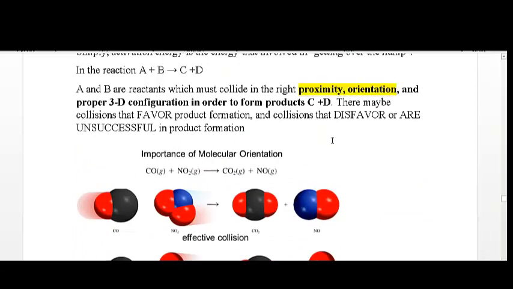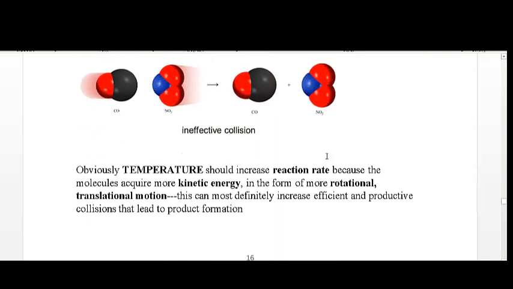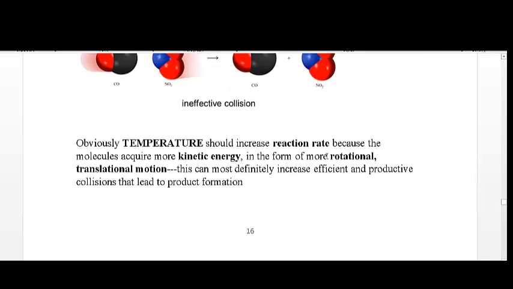Don't forget, do they have the right proximity? Do they have the right orientation? Are they in the right 3D geometry to actually form a product? Temperature is going to increase the reaction rate, increase motion, bond rotation, rotational freedom, more degrees of freedom. The higher the temperature, we would expect the higher the rate constant, lowercase k.